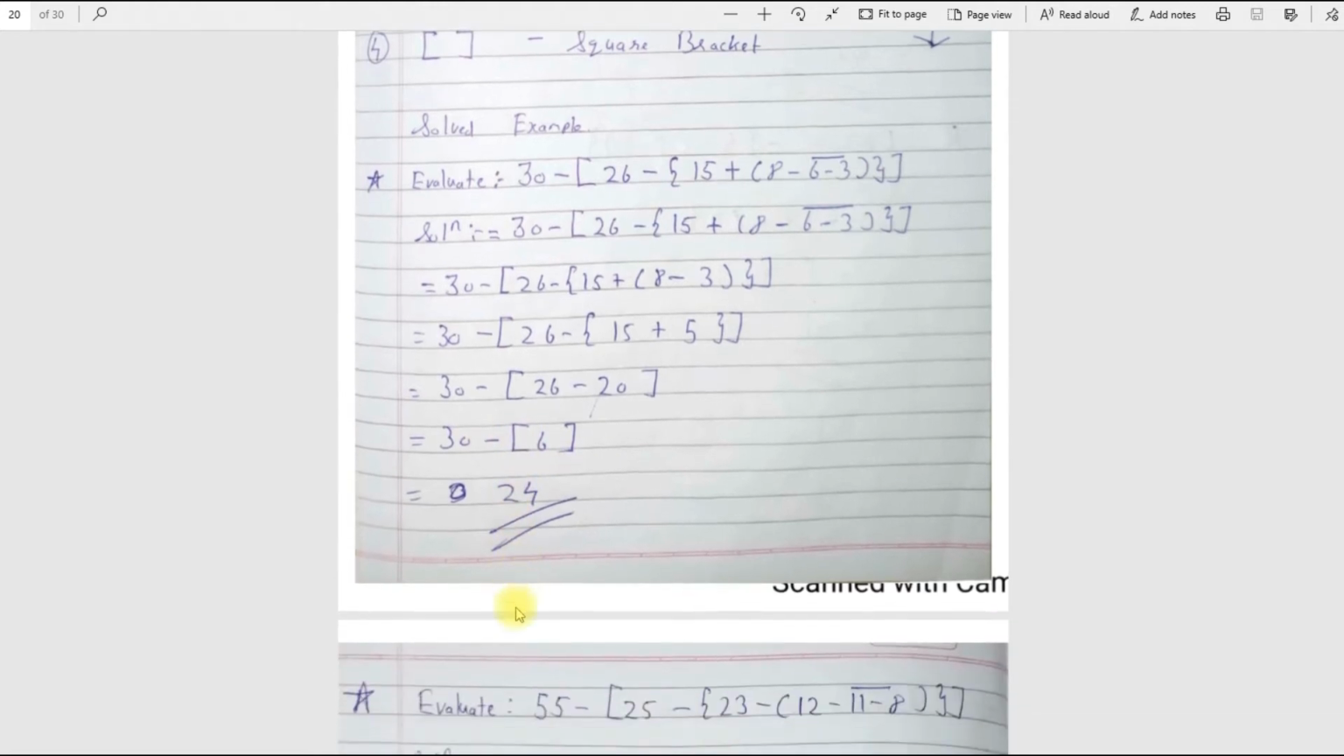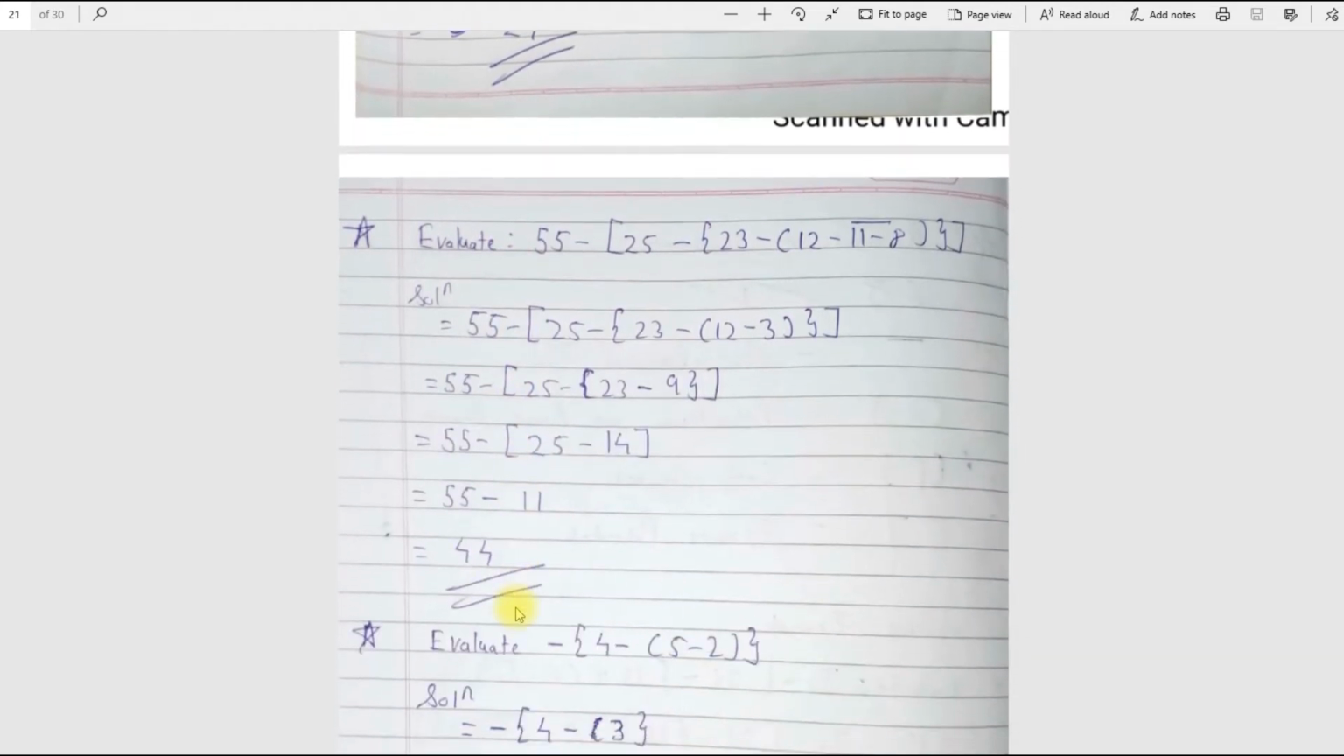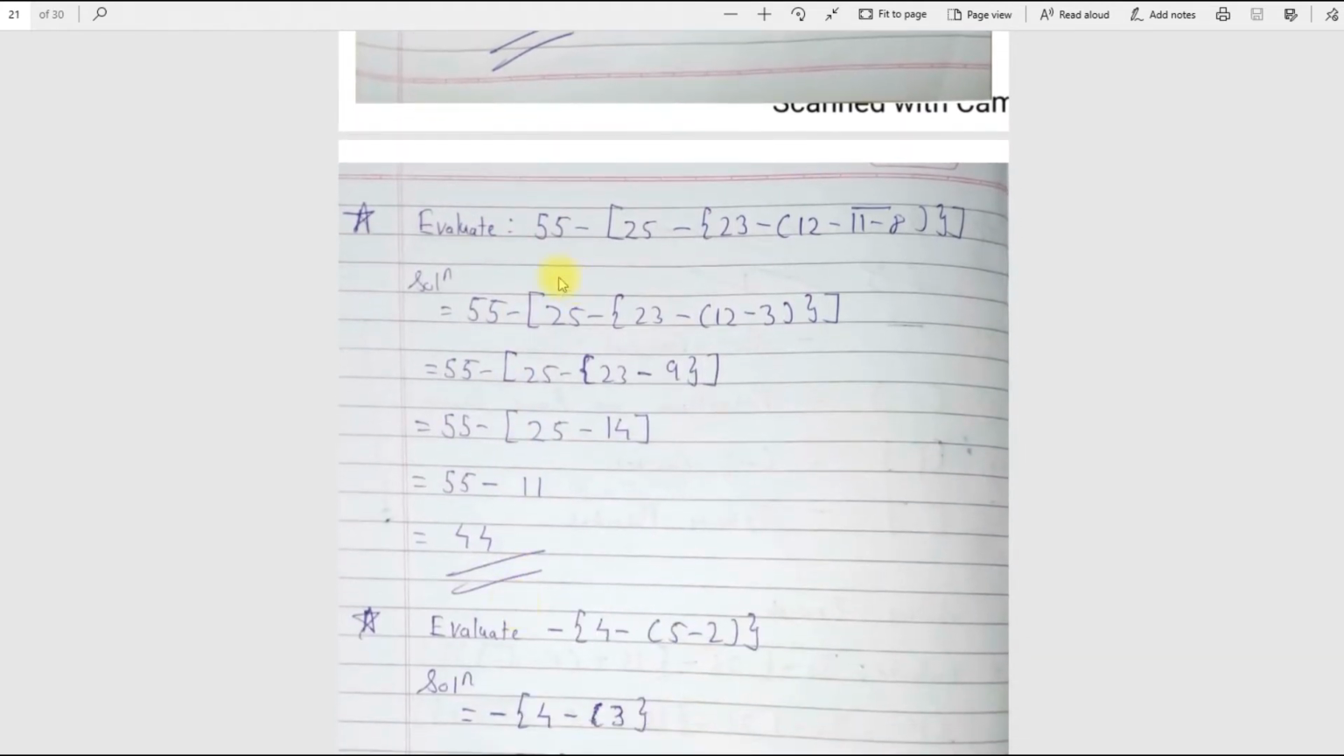It's very easy. Now next, evaluate 55 minus square bracket 25, and you can read the question. First, you have to solve the bar bracket. Bar bracket means what? That is 11 minus 8. So 11 minus 8 is what? 3. So I wrote 3 over here. Now 12 minus 3, because we have to solve round bracket. What is 12 minus 3? 12 minus 3 is 9. Therefore 9, and remove the round bracket.